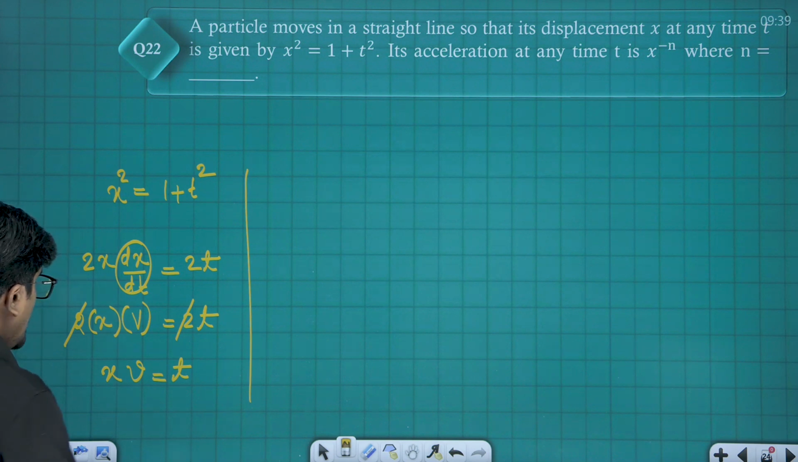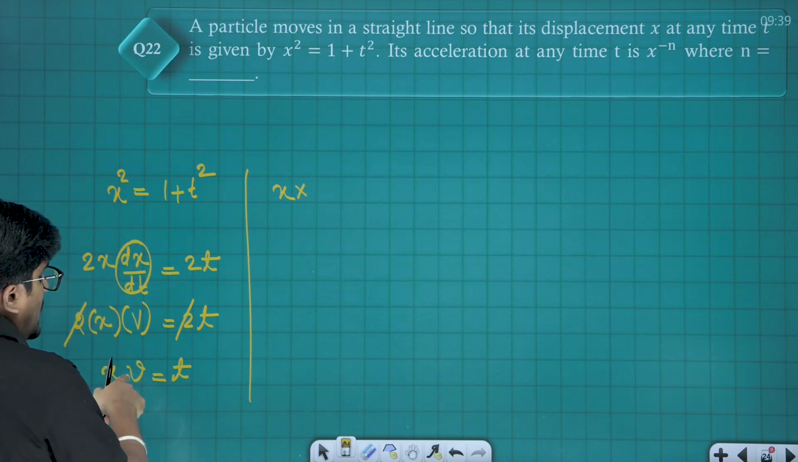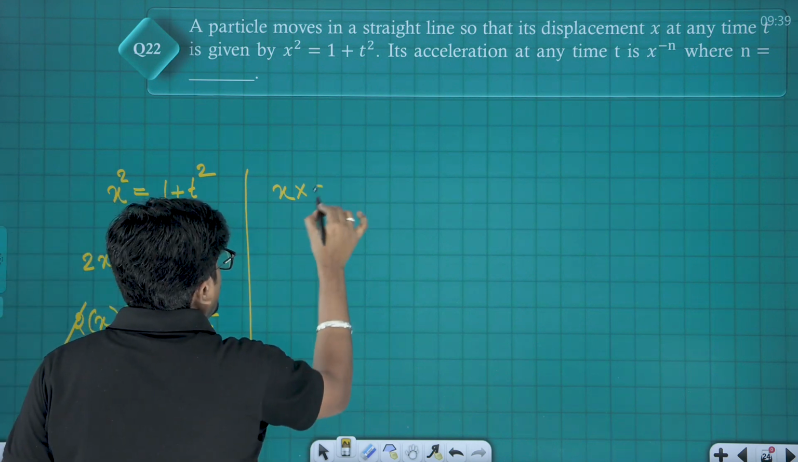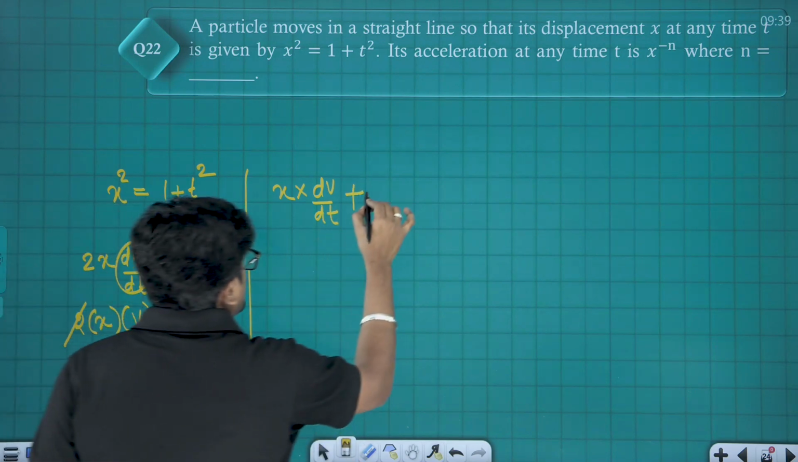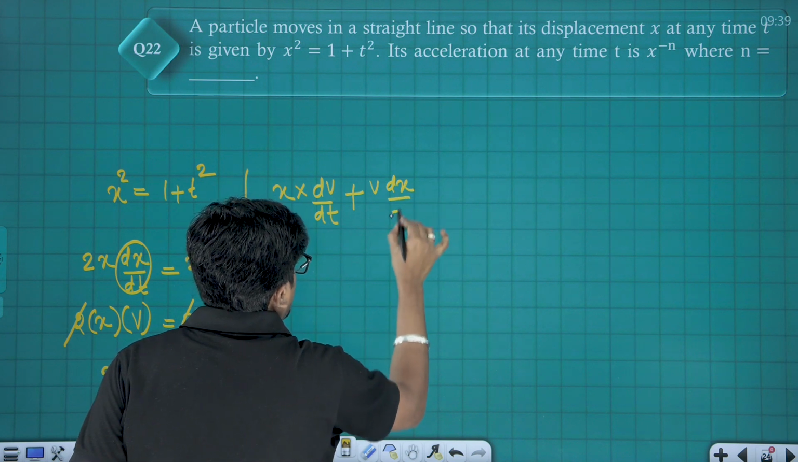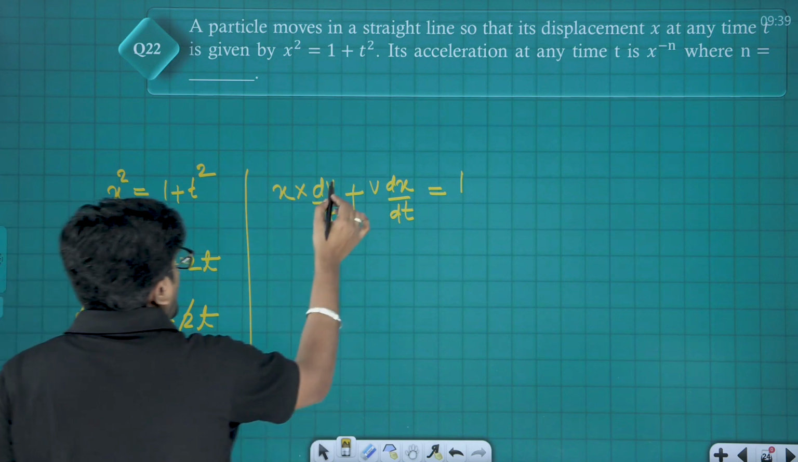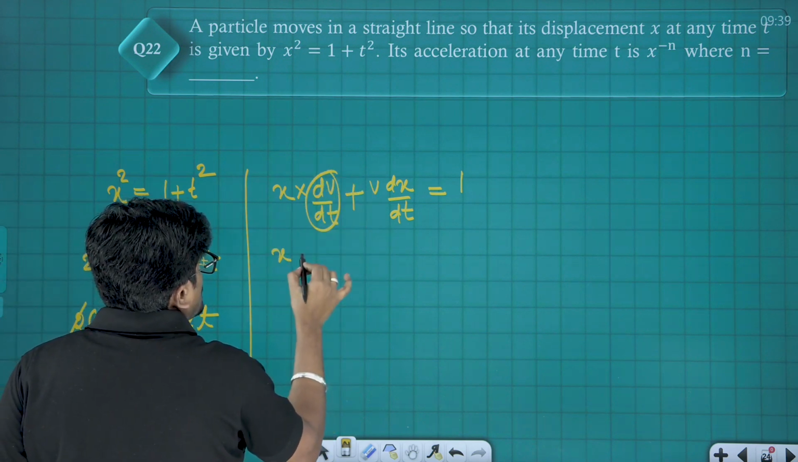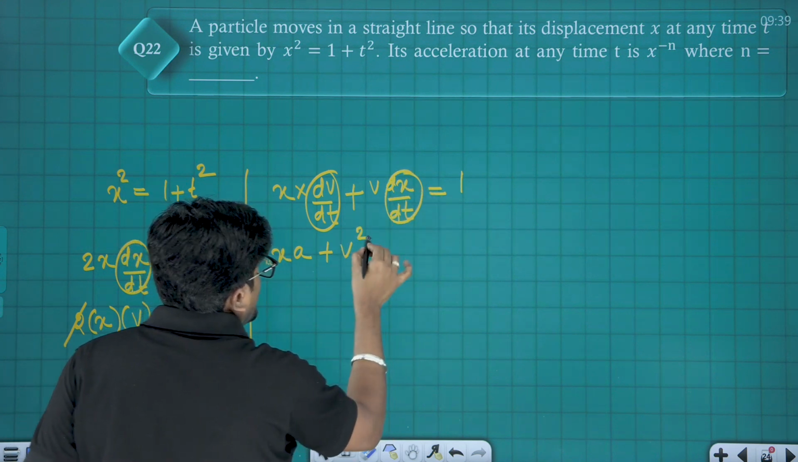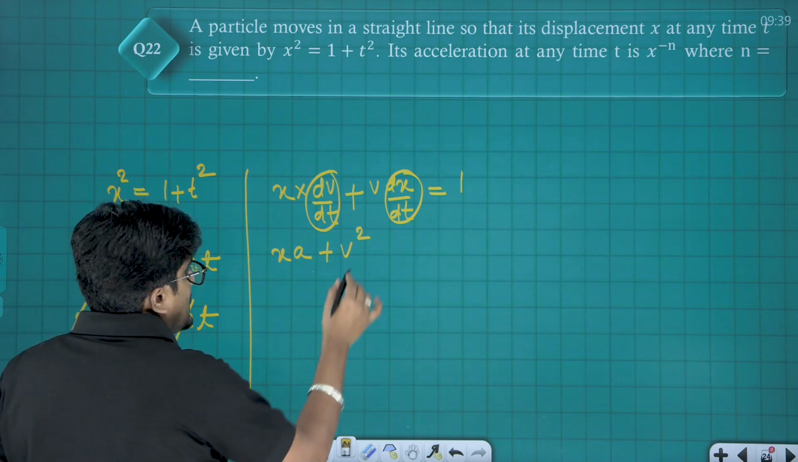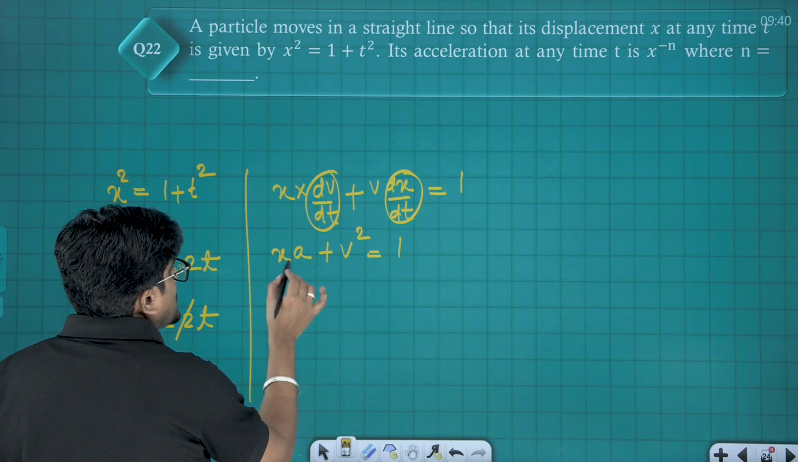time t. Once I differentiate this, here this is going to be x into dv by dt, the differential of v with respect to time. So first function into differential of second plus second function, which is v, into differential of the first, which is dx by dt. Alright, and that is going to be 1. Okay, now what do we have here? This is acceleration. So x into a plus v into dx by dt, which is also v, so I can say v square, that's equal to 1.